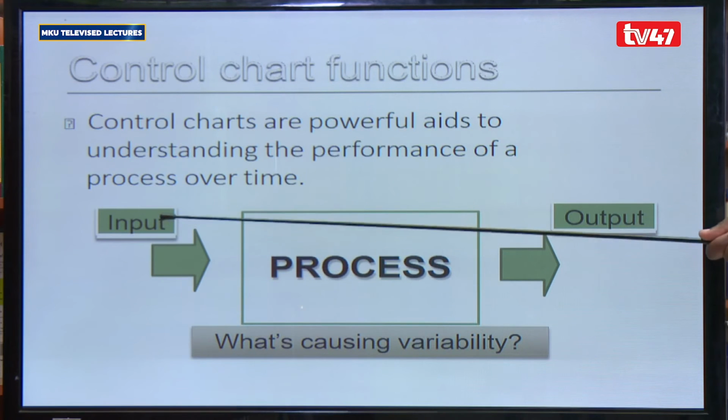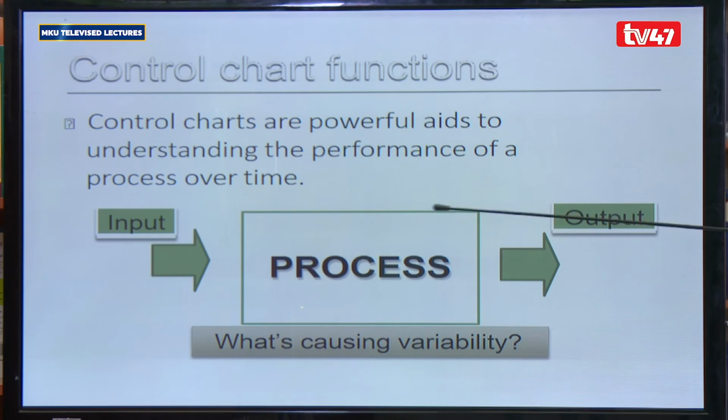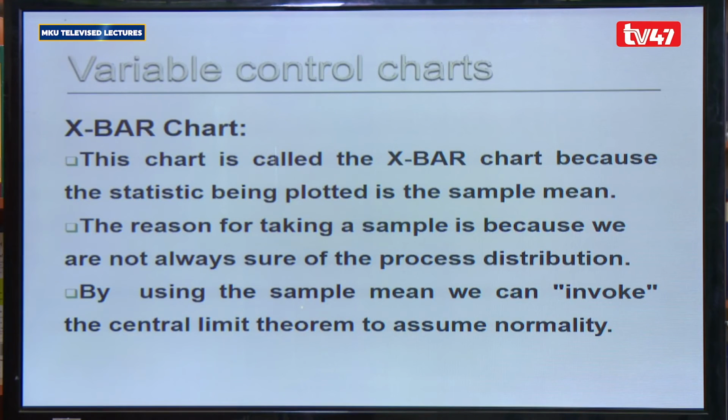So we have the input, then we look at what causes the variability, and that is the main process involved, and we have the output at the end. So we've said that under variable control, we shall have a number of variable control charts, and we had three of them, and one of them is the X bar.